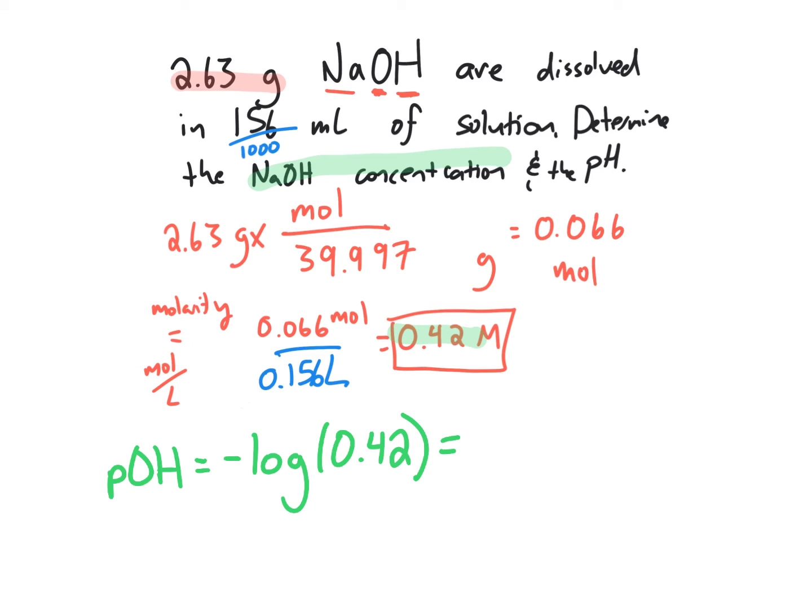I take the log of 0.42. I get a pOH of 0.38. pOH because it's NaOH. But the problem doesn't ask me for pOH. It asks me for pH.